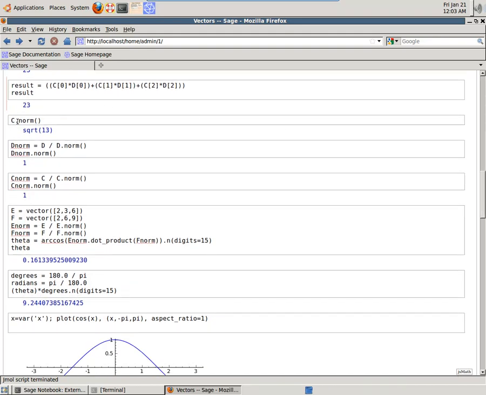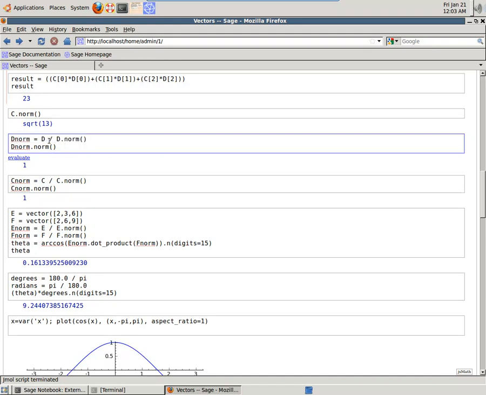And if you remember right, if I do the C dot norm open close parentheses for this, this is the magnitude of the vector. They just called it norm. And here I normalize my D vector and my C vector, right? So I took my D vector and divided it by the magnitude of my D, which is going to give me a normalized D vector. And I proved it by doing a dot norm on it, which gives me the magnitude of my normalized D vector, which comes out to 1, right?